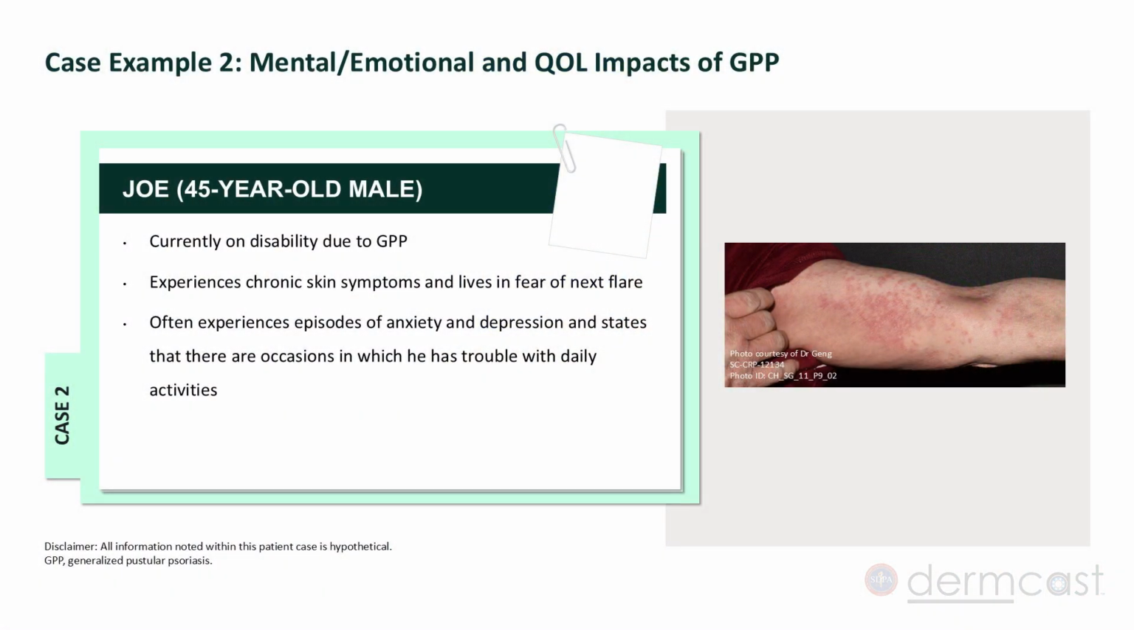So this is a 45-year-old male. He's currently on disability due to his GPP. So he's been living with this, right, for a long time. He experiences chronic skin symptoms and lives in fear of the next flare, which we see as common with this. Often experiencing episodes of anxiety and depression, so that's there, right? And states that there are occasions in which he has trouble with his daily activities. All right, so I think that this is a pretty real scenario of someone who's living with this.